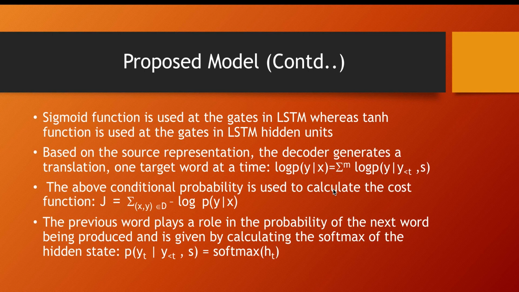So the previous word plays a very important role in finding out the probability of the next word being produced, and that is calculated using a softmax function. So the formula for the softmax function is given here, and this again, as seen by the figure, we can see that when there is a relation between two words, that is taken into account using this function.